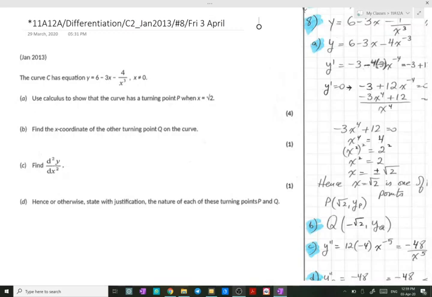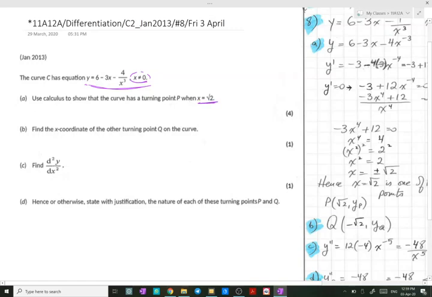Number 8, taken from the A-level Past Paper C2 January 2013. Topic is differentiation. The curve C has an equation of the sort where x is not 0. Use calculus to show that the curve has a turning point P when x equals square root 2.